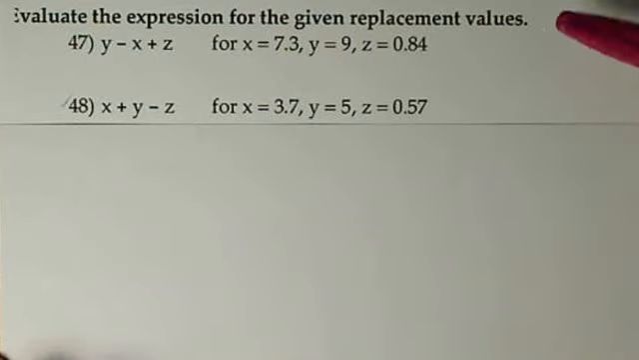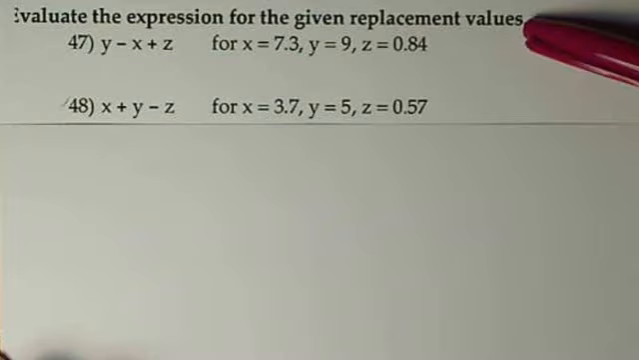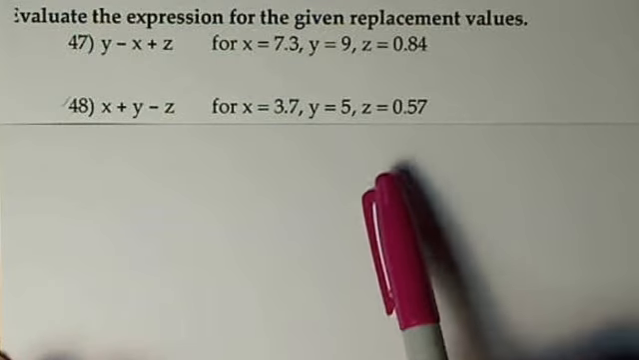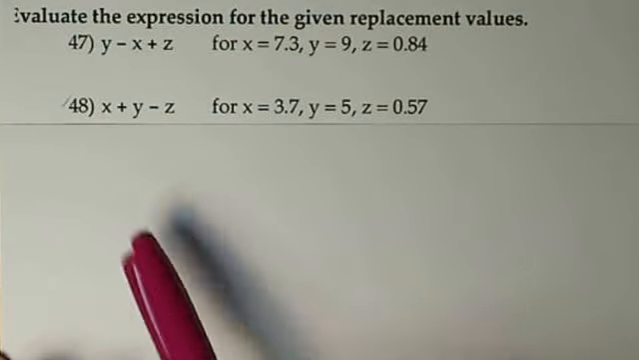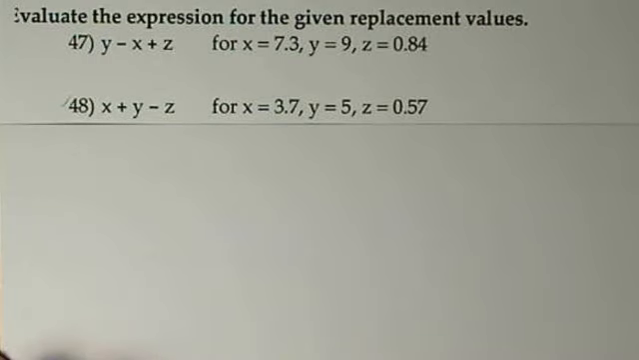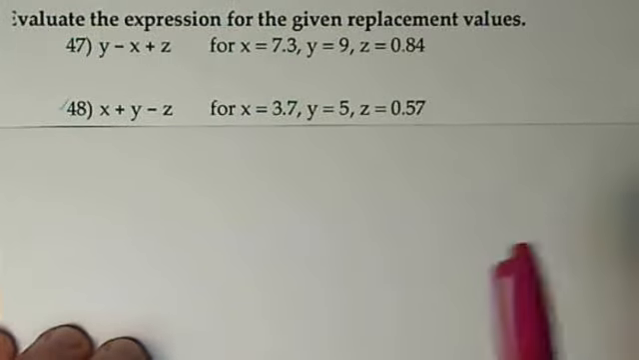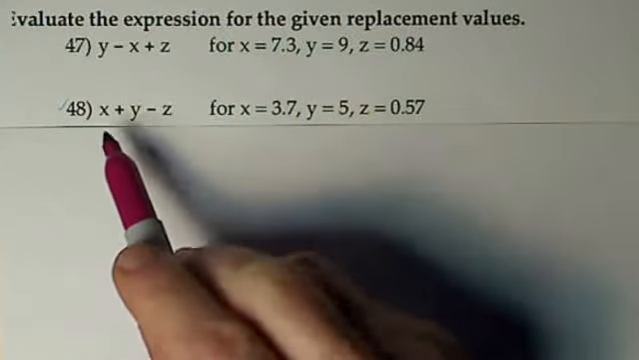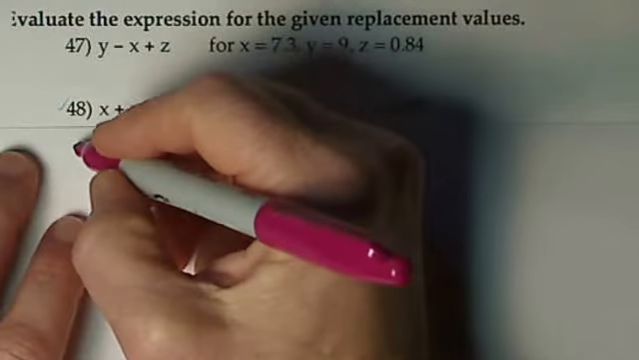Okay, we're asked to evaluate the expression for the given replacement values. If any of these values were negative, I would strongly advise putting parentheses where the variables are prior to plugging in the values. But since these are all positive, we'll just go ahead and plug them in. So for x, they want 3.7.